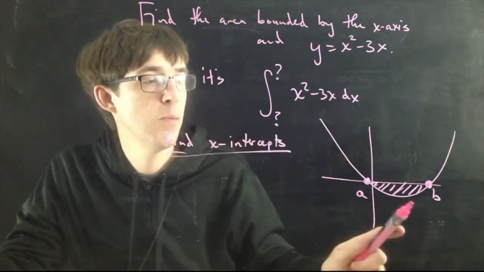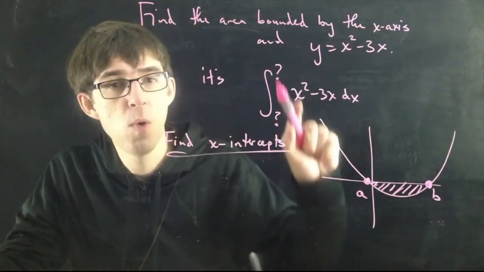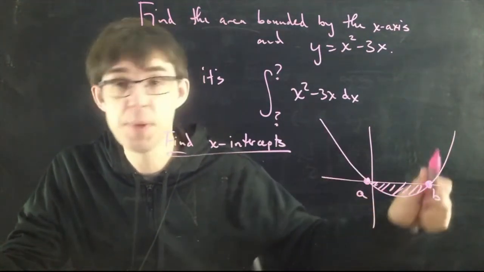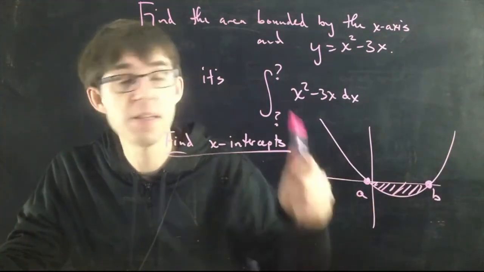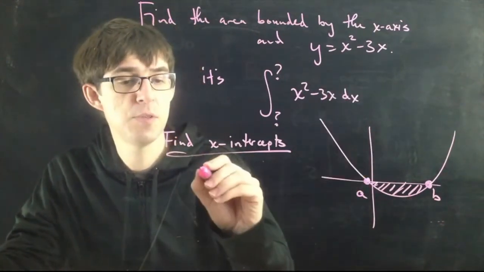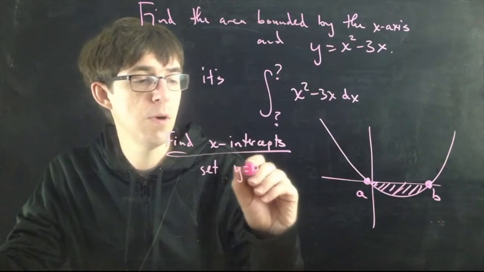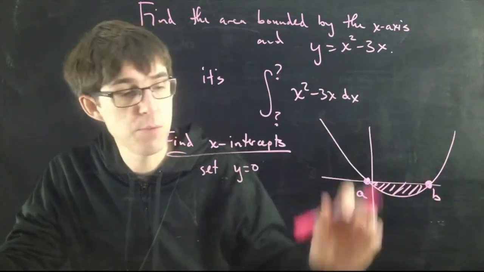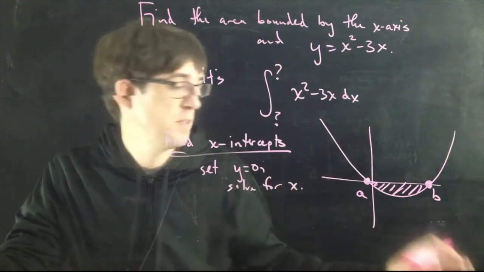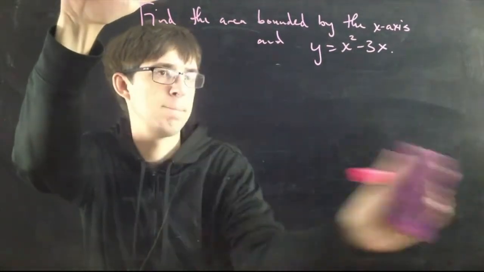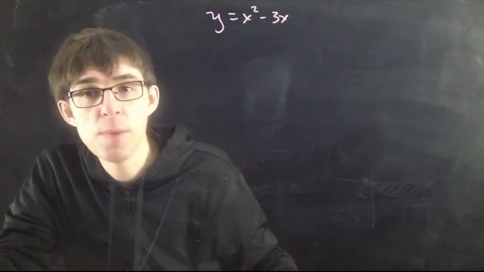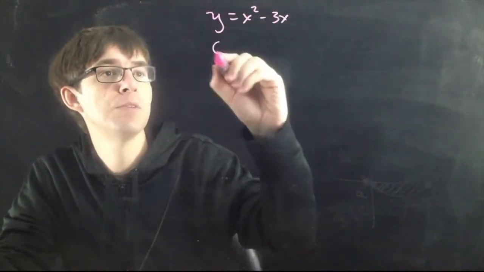That's what will allow us to figure out what we're going to use for the a and the b in this problem. Now, I showed you this picture, but you can find the x-intercepts even without looking at the picture. How you find the x-intercepts is you set y equal to 0, because these are the points where the y value is 0, and then solve for x. Let's see if we can do that. Y was x squared minus 3x. I'm going to set y equals 0 and solve for x.